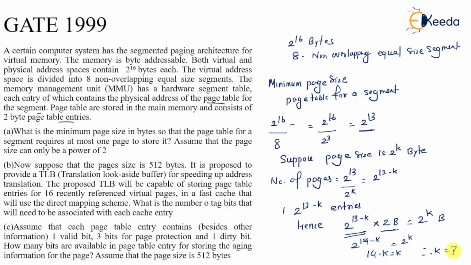2k, k will be equal to 7, and I can say that page size is equal to 2 to the power 7 byte, 128 byte. Okay, so there will be 128 byte pages. So I hope you agree with me on this.